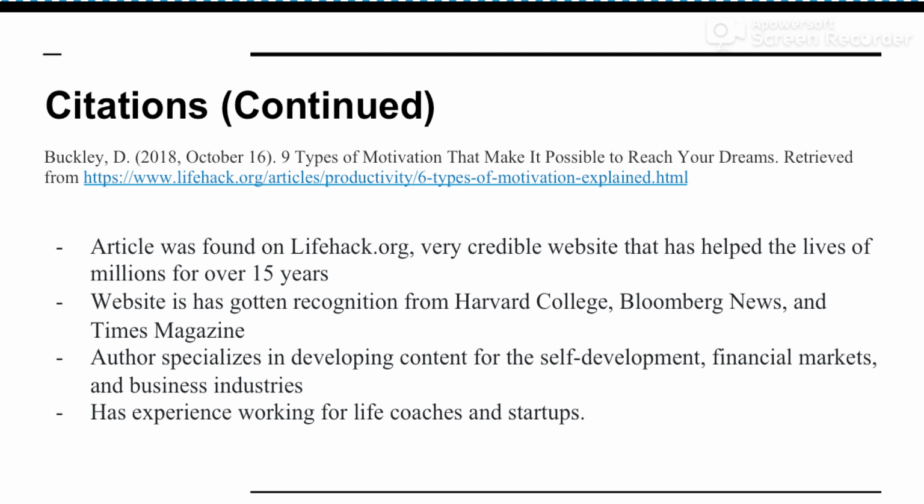Lastly, I did a little digging and I went to his LinkedIn page and I noticed that he is a content developer for self-development with the financial markets and business industry. So I believe that he has some insight for motivation and how that's used in the business setting. And lastly, his career experience that I read from LinkedIn was that he served as a life coach and also worked on startups. And as we know, startups require a lot of motivation, especially because you start at the very bottom.